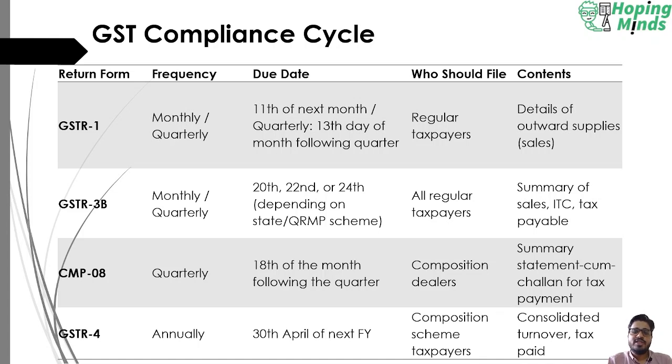The due date of GSTR1 is the 11th of the next month in case of monthly return, and where the taxpayer has opted for quarterly return, it is the 13th of the month succeeding the quarter.